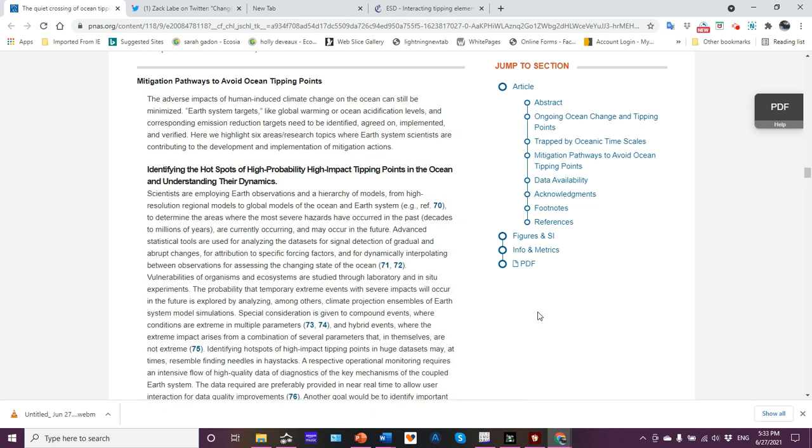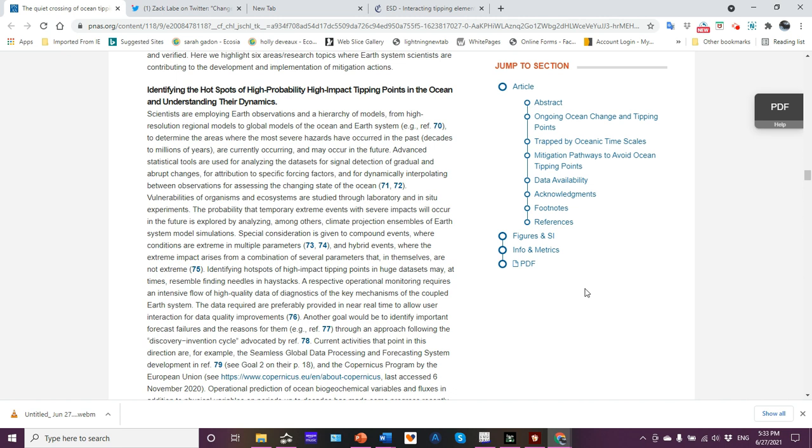Now they talk about mitigation pathways to avoid ocean tipping points. The adverse impacts of human-induced climate change on the ocean can still be minimized. Earth system targets like global warming, ocean acidification levels, and corresponding emission reduction targets need to be identified, agreed on, implemented, verified. And then they highlight six areas, research topics, where Earth system scientists are contributing to the development and implementation of mitigation actions. One, identifying the hotspots of high probability, high impact tipping points in the ocean, understanding their dynamics.